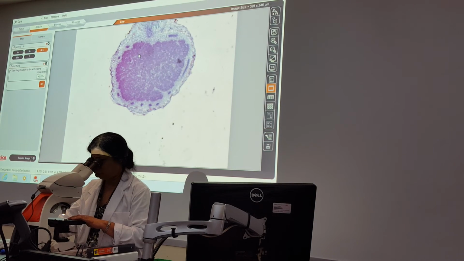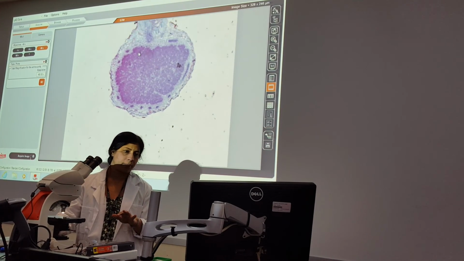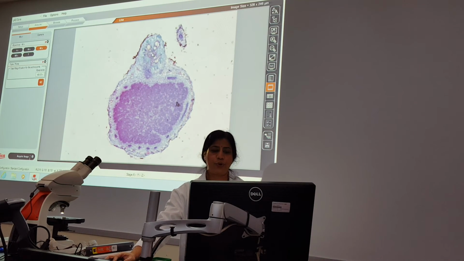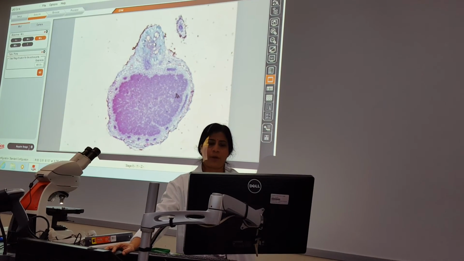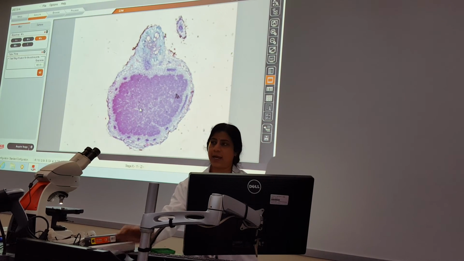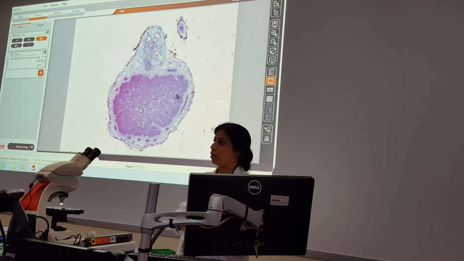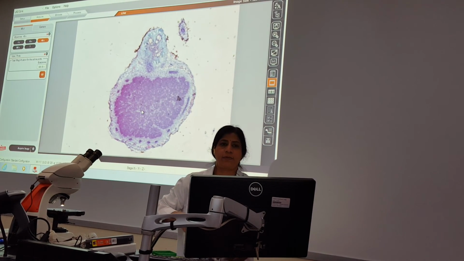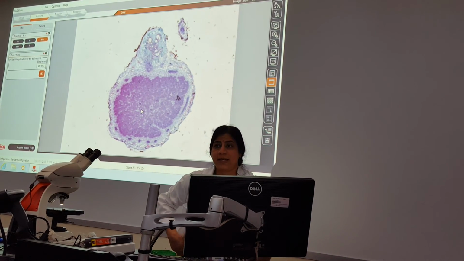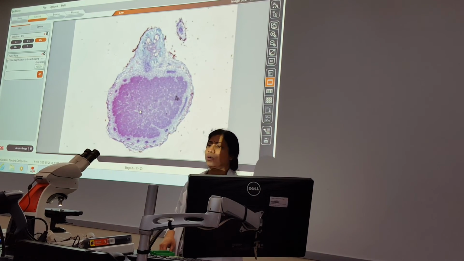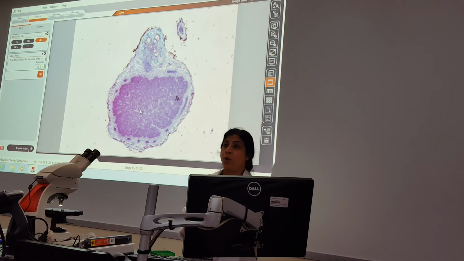Okay, tell me, what are you looking at? If I point to this, is it the root or the nodule? The root. What is all this? If I point here, what are you looking at? The bacteria. Are the bacteria gram positive or negative? Gram negative. What are the bacteria getting from the root? Nutrients. Sugars.